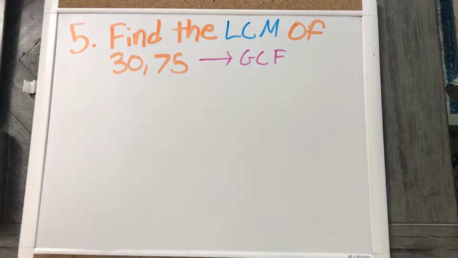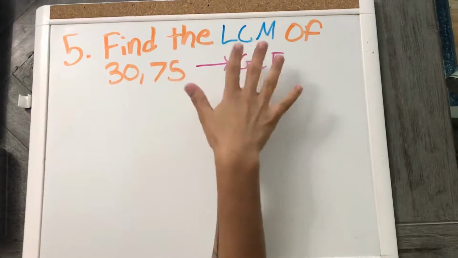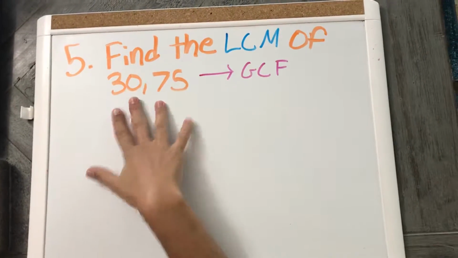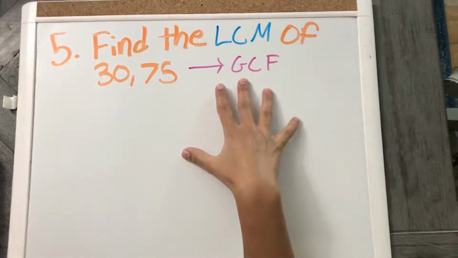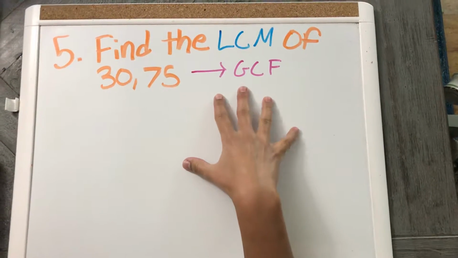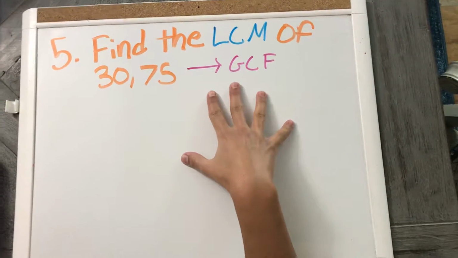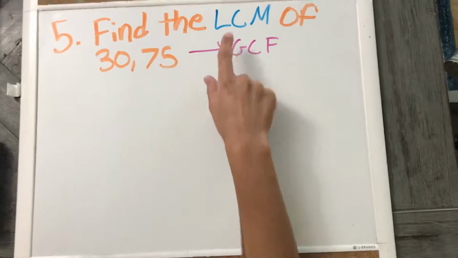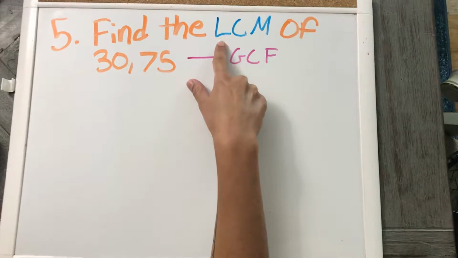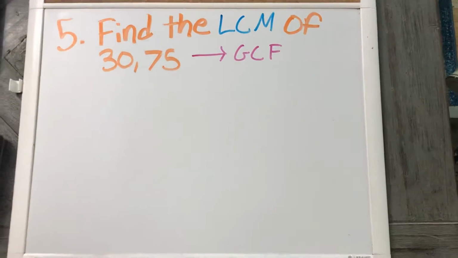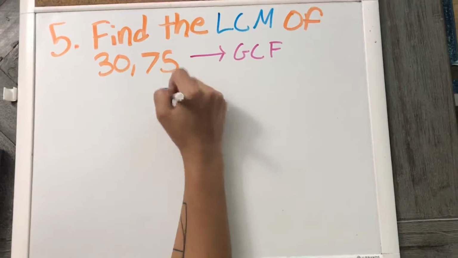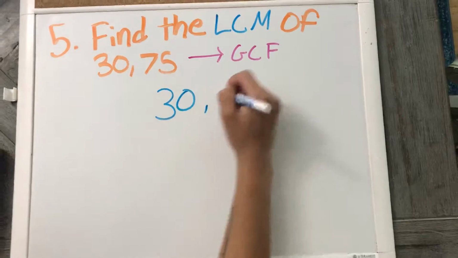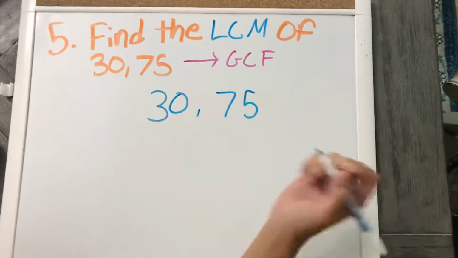Okay, so for number 5, it said to find the least common multiple of 30 and 75. We will also find the greatest common factor just so that you can see both of them and the differences in them. But least common multiple, I noticed, is what we need to focus on. I'm going to do this LCM in blue, okay? So we have 30 and we have 75, okay?